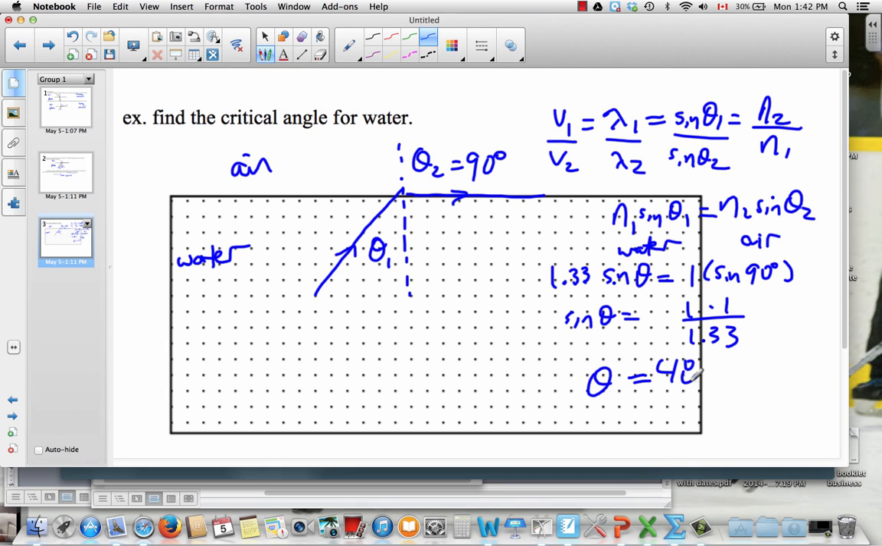And that's about what we saw in our demonstration. Remember, somewhere in the mid-40s to almost 50, we were losing our refracted ray, and we were seeing total internal reflection.